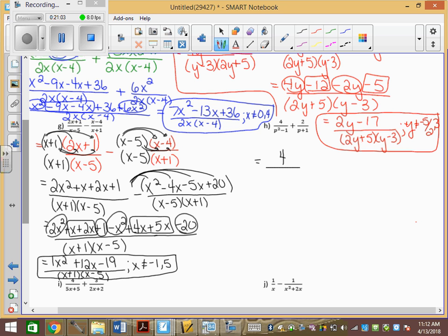You get 4 over p plus 1, p minus 1 in brackets, right? Plus 2 over p plus 1. These are actually not as bad as they look. What do they both have in common right now? p plus 1. So I only have to multiply the right-hand side by p minus 1, right? But the hardest part is figuring out how I can reduce them. That's what we're going to do on Monday.